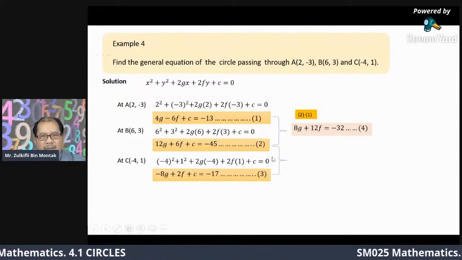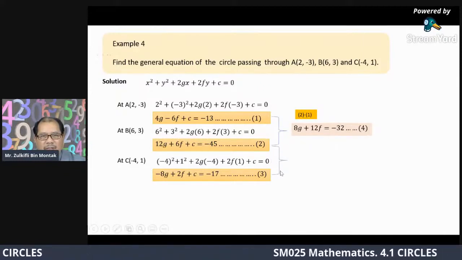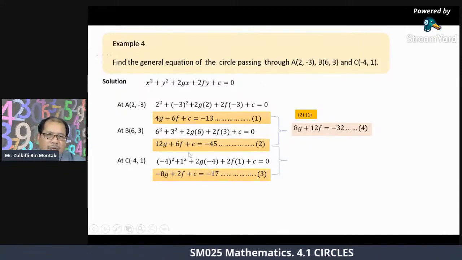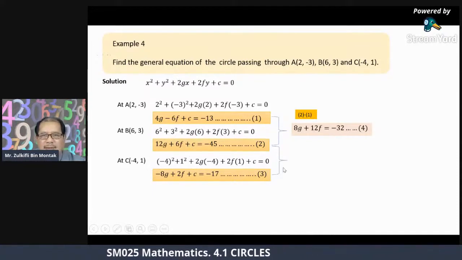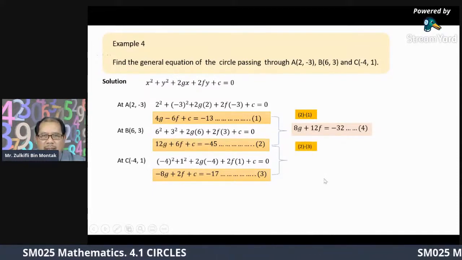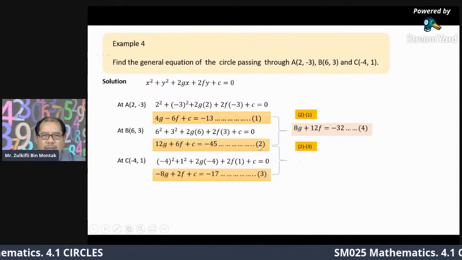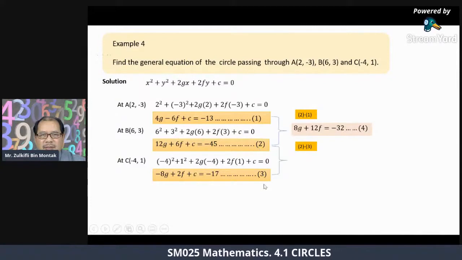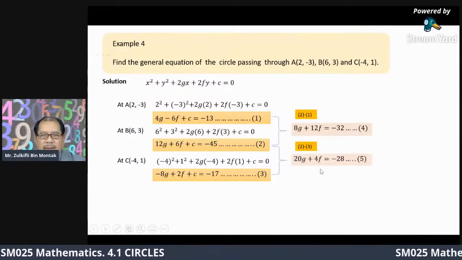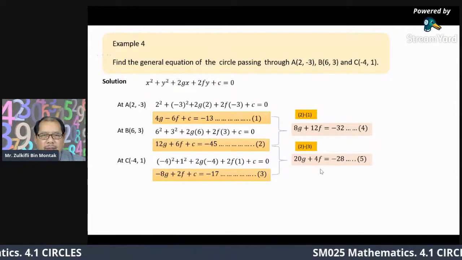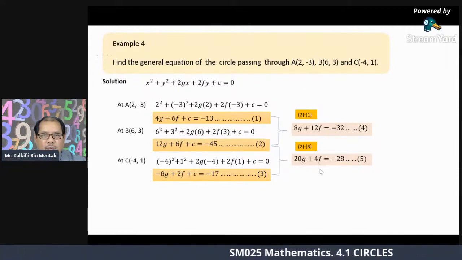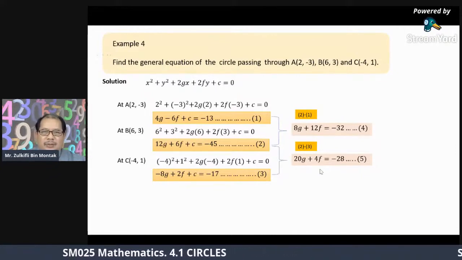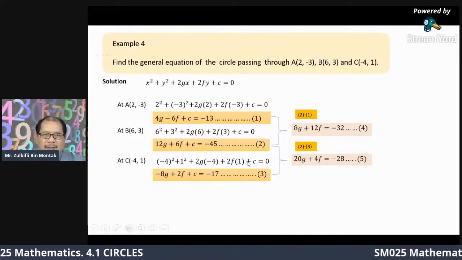Okay, now we use equation number 3 and equation number 2. I want to eliminate c. This is equation number 2. I subtract equation number 3, or you can take equation number 3 and subtract equation number 2. All right, so I get 20g plus 4f equal to negative 28.